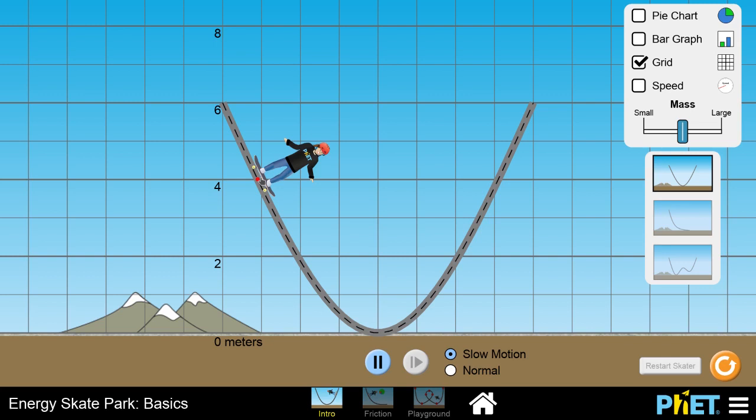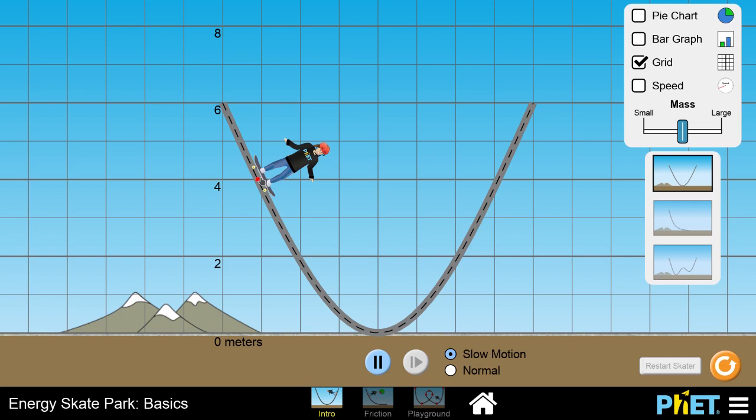Once I let go, gravity is the only force that can act, and gravity is a conservative force. And so we would expect that because I'm starting her at rest with no kinetic energy up the side of the half pipe, at about 4 meters above the bottom, that this is the most potential energy she will ever have.